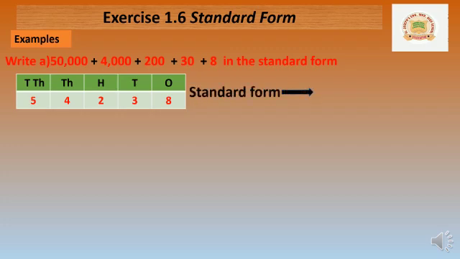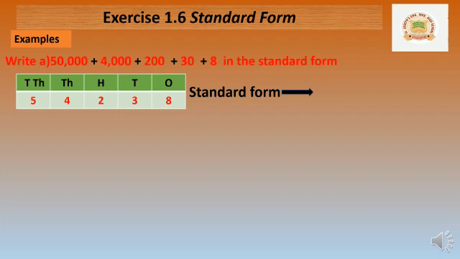So here we have to write the standard form of the numbers from the first place of the place value chart. That is, we have to begin writing the ones place, next we have to write the tens place number, then the hundreds place number, then the thousands place number, lastly we have to write the 10,000s place number.